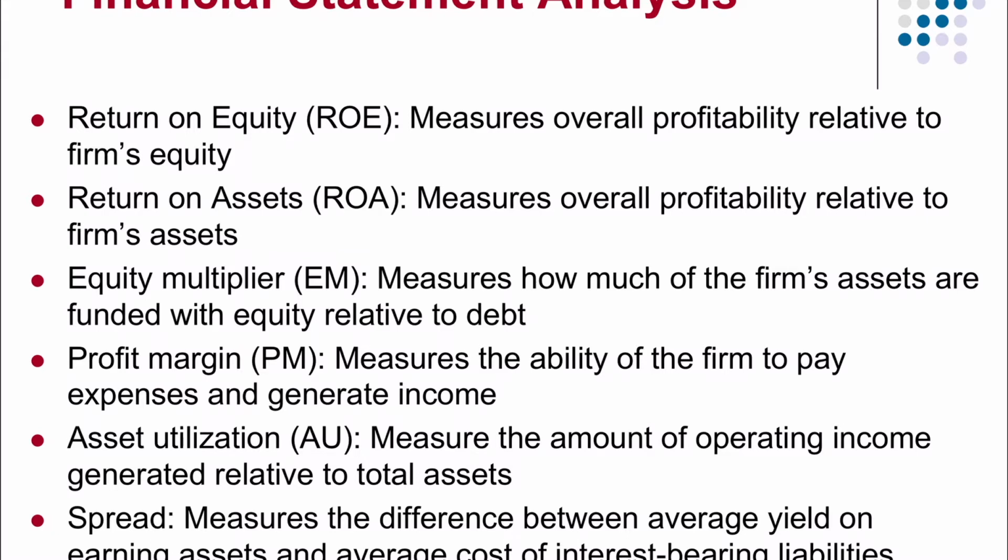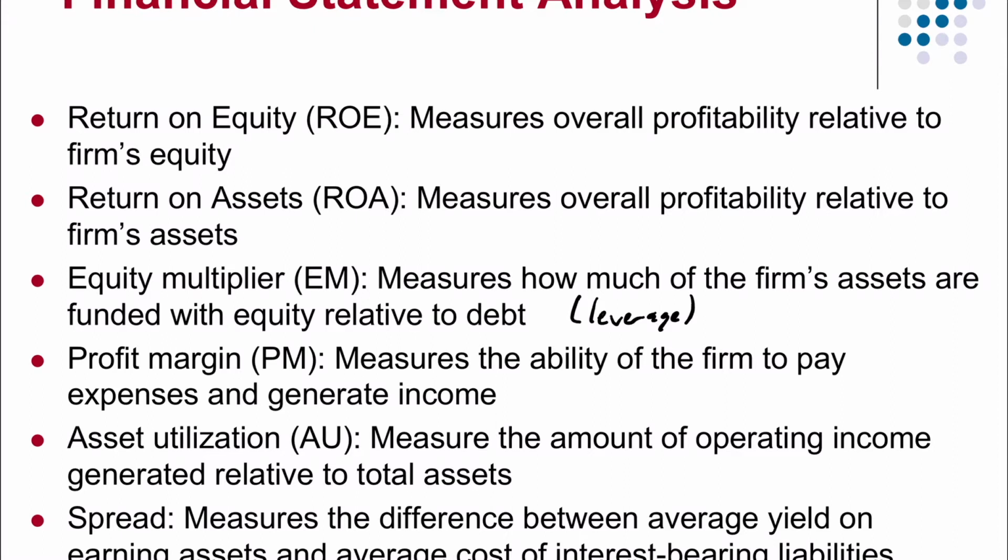A couple of the ratios that we'll be looking at are, first of all, return on equity. Return on equity measures overall profitability relative to the firm's equity. We also have ROA, your return on assets, which measures your overall profitability relative to a firm's assets. We'll also look at the equity multiplier, which measures how much of the firm's assets are funded with equity relative to debt. This is a leverage ratio, leverage being the amount of debt in the company's capital structure, in the bank's capital structure.